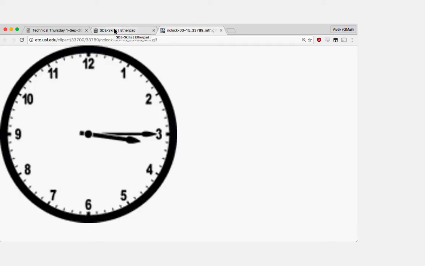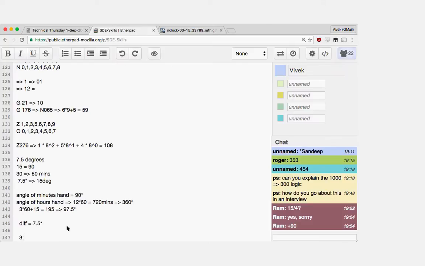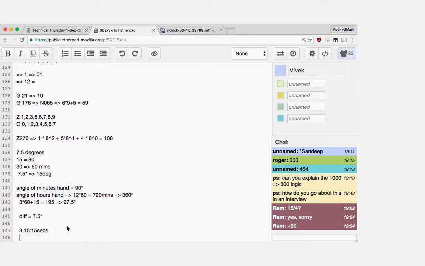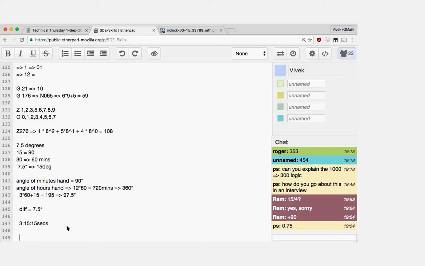Plus 90. So if I were to say what is the angle at 3:15 and 15 seconds? So 7.5? Nope. In those 15 seconds, the hour hand would have moved a little more, right? The hour hand moves 1 by 120th degree per second. So just like how we did this, 15 by 120th degree added to the 7.5 degrees.